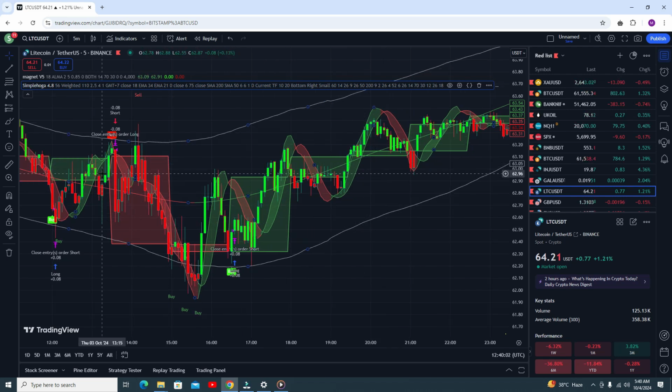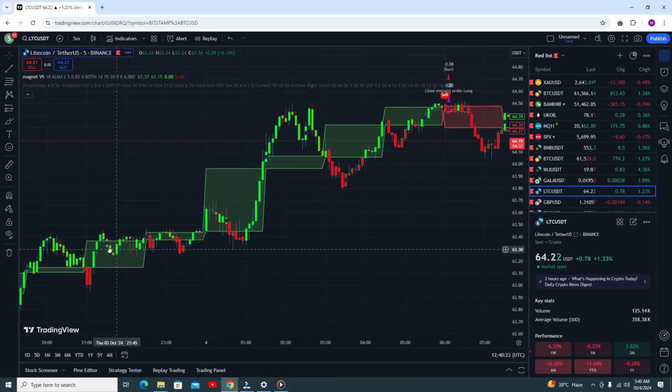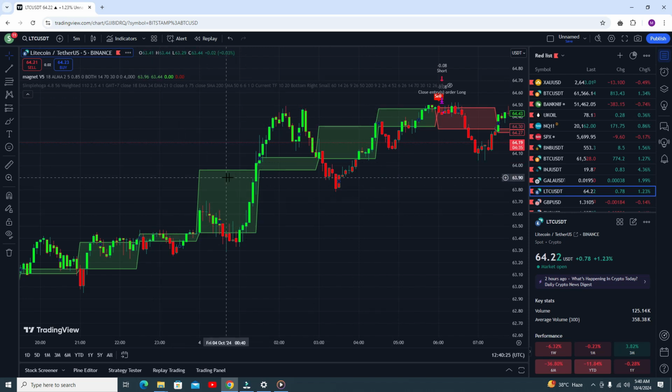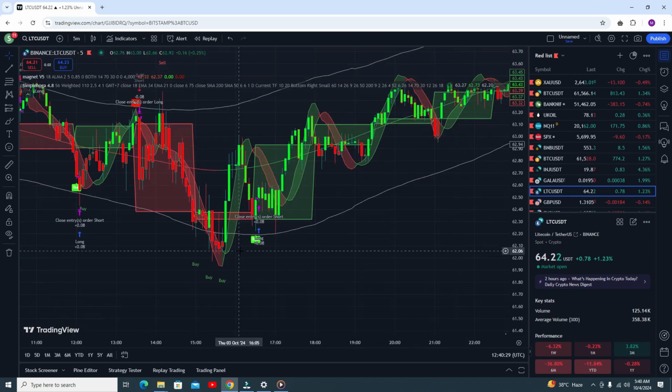First you need to watch when Magnet V5 is giving you the buy and sell signal like this one. This one is the buy signal, this one is the sell signal. Okay, this one is your buy signal, and there is a ribbon, or you can say the trend lines, indicating the green area, that is a buy area.